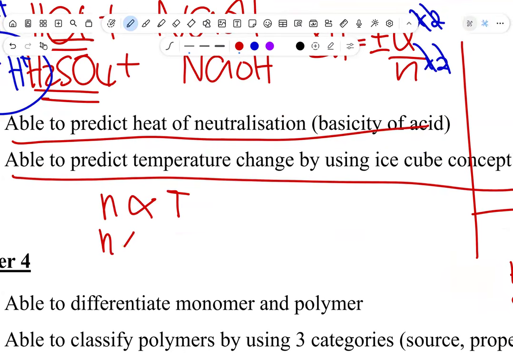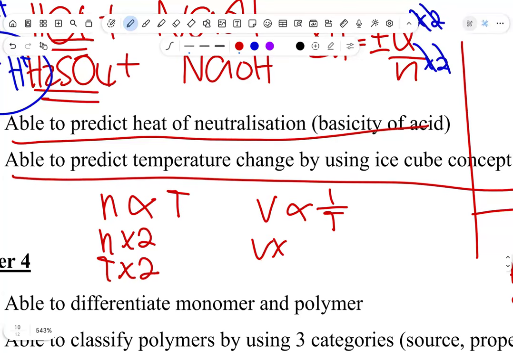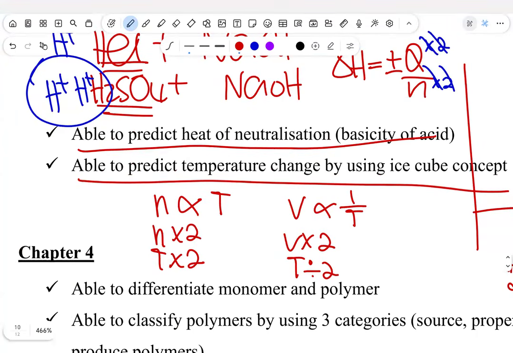So when mole doubles, temperature doubles. Mole and volume and temperature are inversely proportional. When volume doubles, temperature is cut by half. So these are the relationships. Sometimes they will use different mole and different volume, and they ask you to predict the temperature.